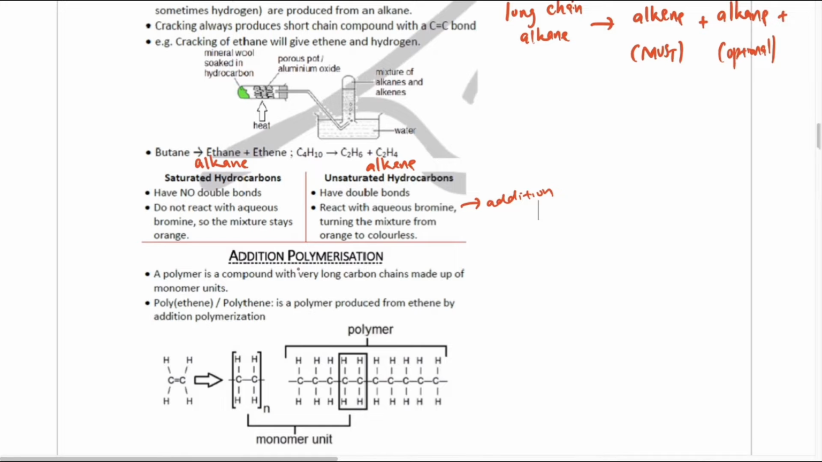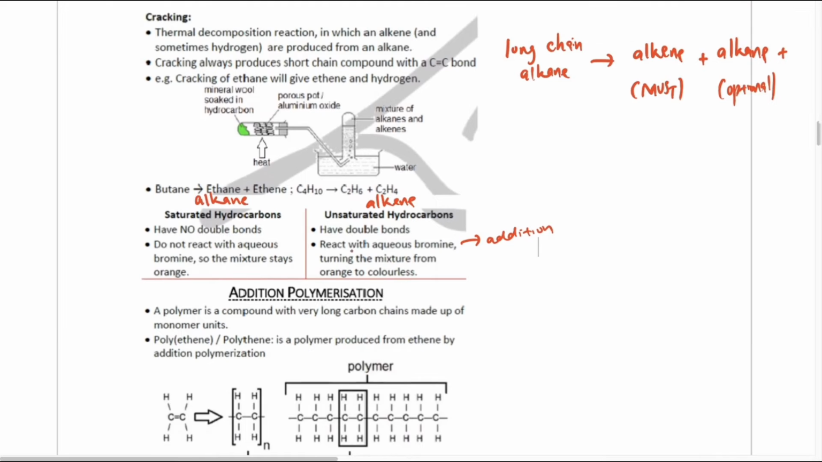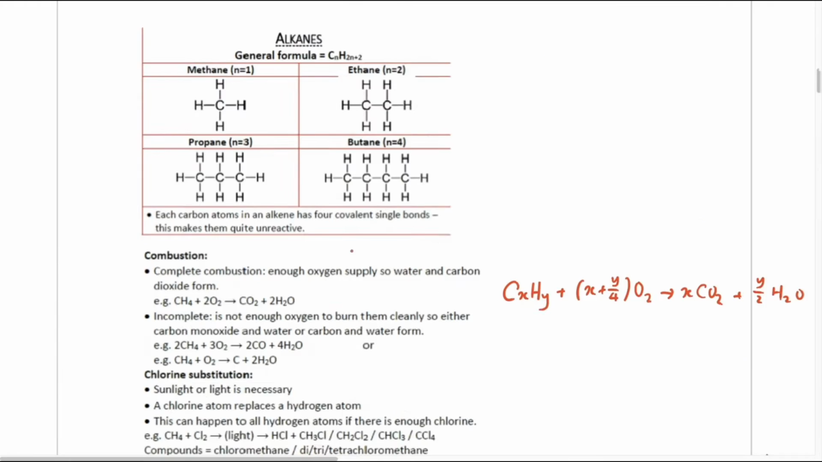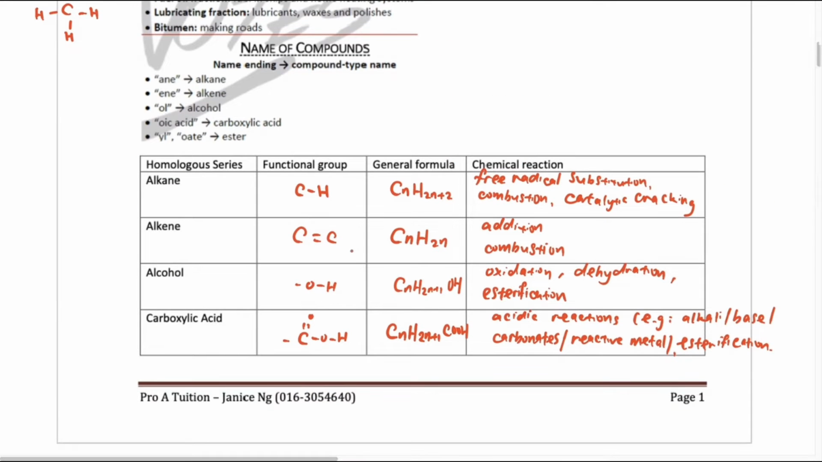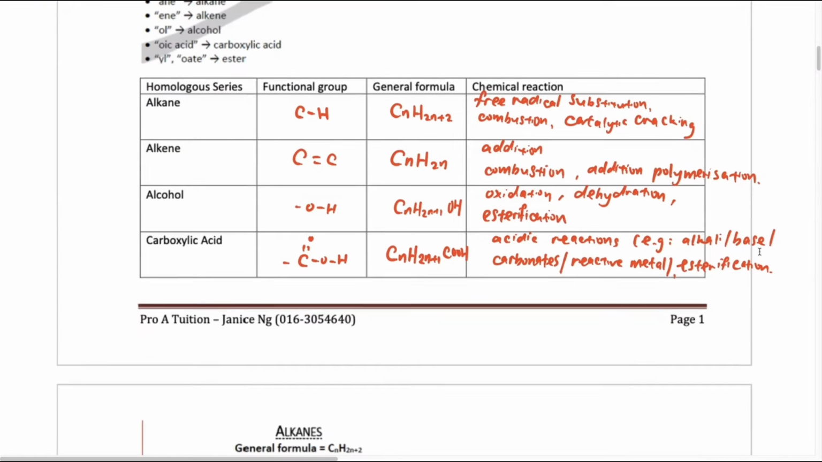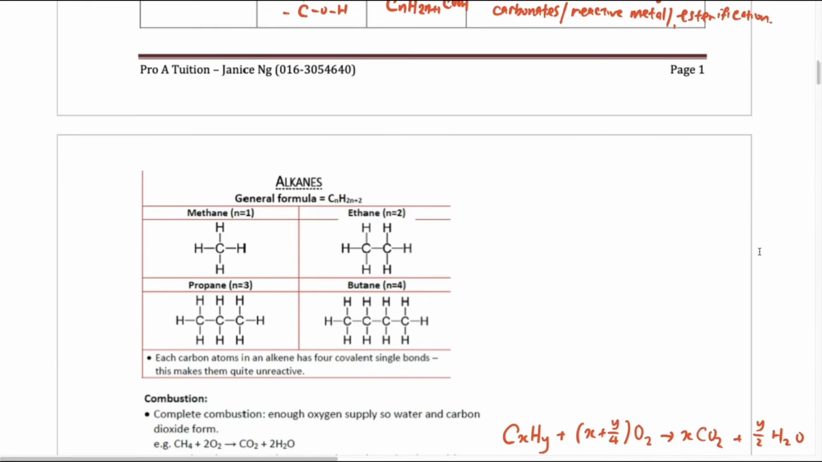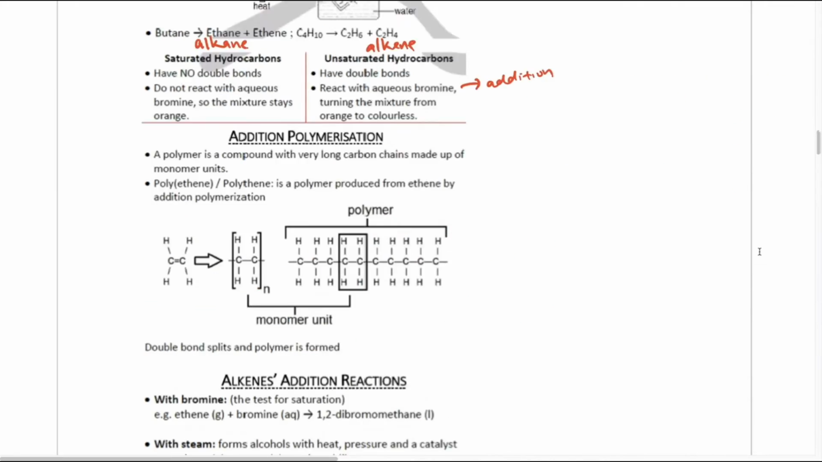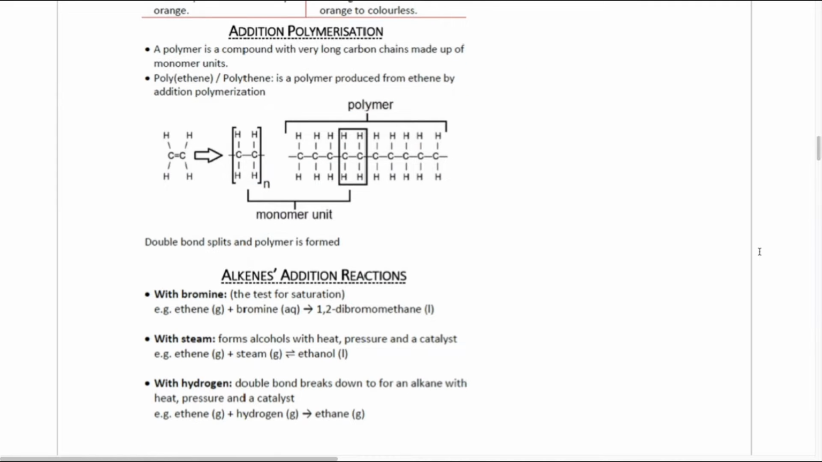Okay. So we have addition polymerization. This one we can add to the alkene just now. So addition, combustion, addition, polymerization. So you can add this as well. Okay, this has been left out. So what is addition polymerization? So you can see here.